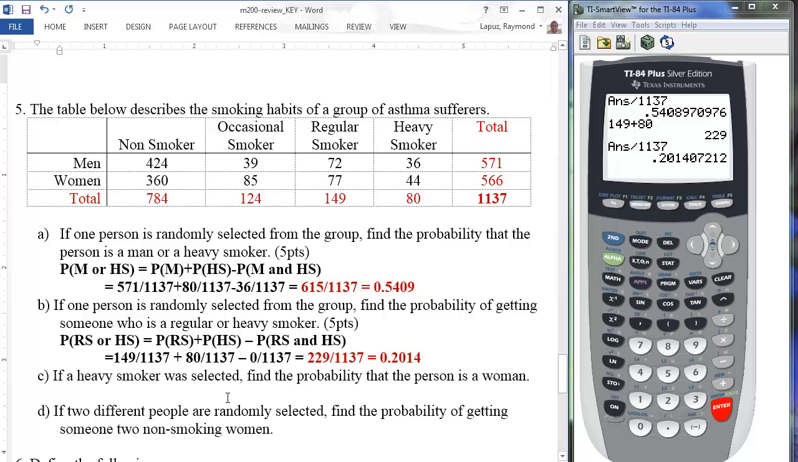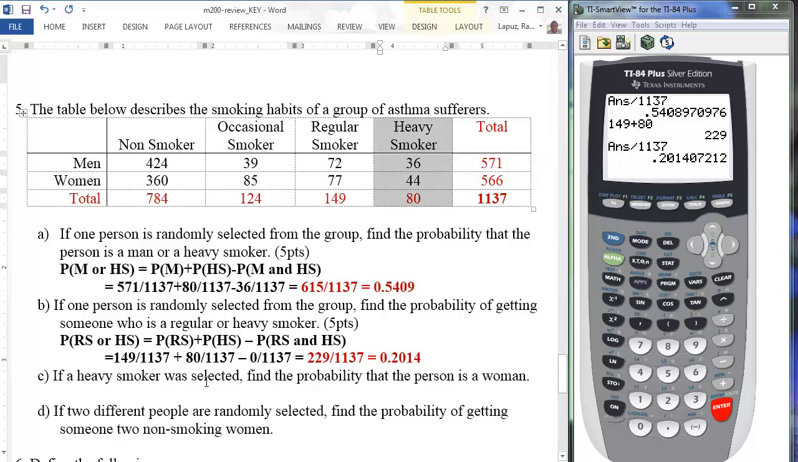Third one: if a heavy smoker was selected, find the probability that this person is a woman. So we're only restricting ourselves to the heavy smoker selection.